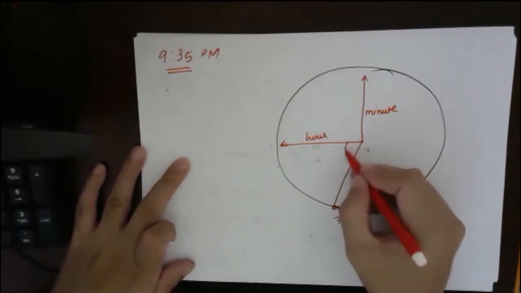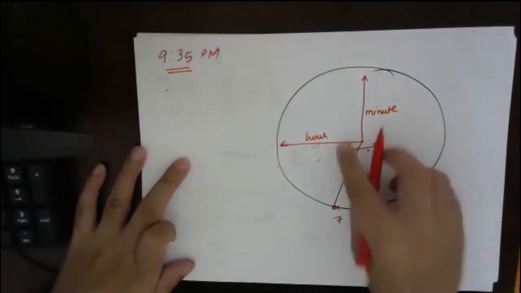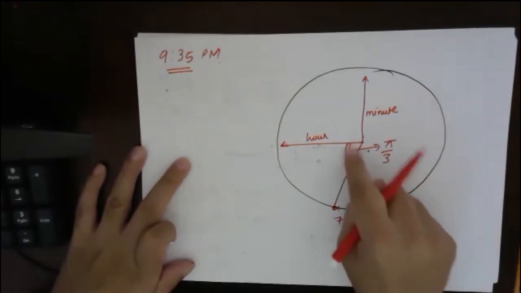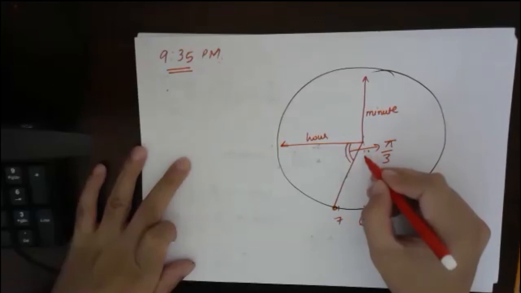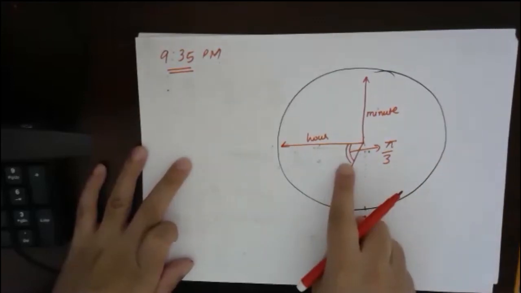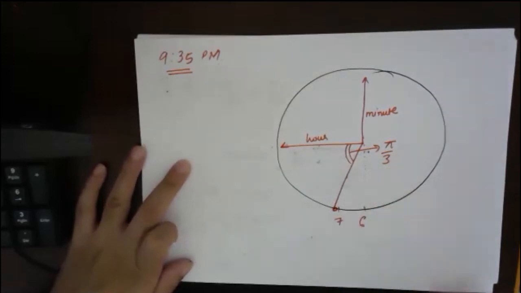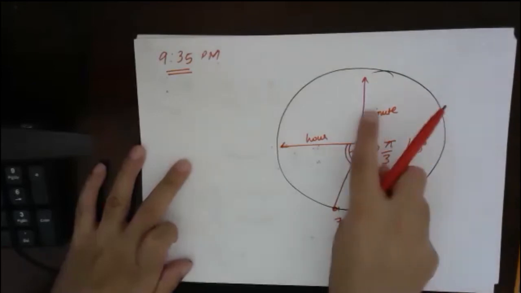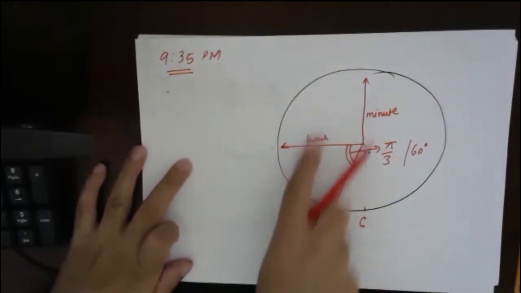and this line? The angle between these two lines is pi by 3. This is 30 degrees, 90 minus 30 is 60. So this is pi by 3, 60 degrees. Right? Now, when this minute hand is moving, the hour hand will also be moving.